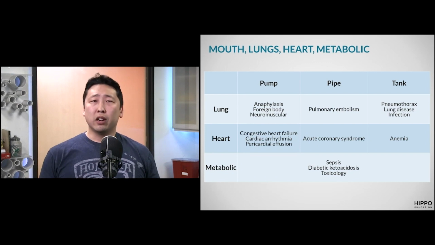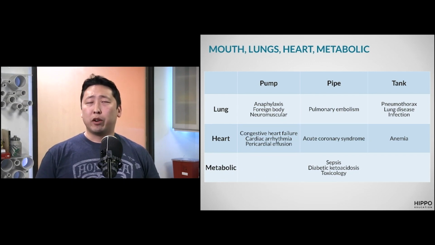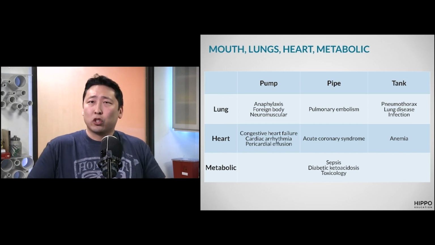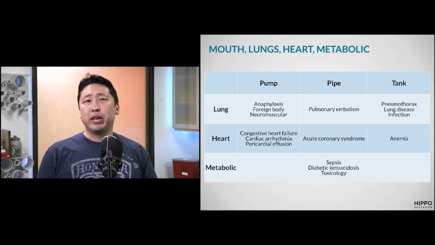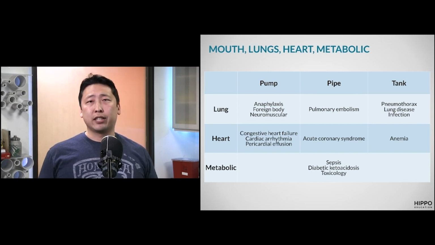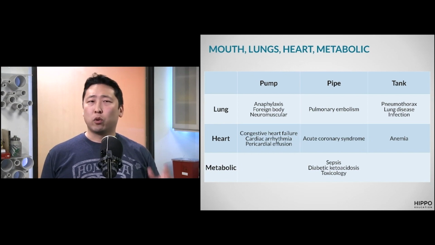From a lung standpoint, the lungs are like the pump, a pair of bellows. Think about their pump function, as opposed to the pipe, the vasculature supplying the lungs, and the tank, the physical structure of the lungs and what might be impeding that. As opposed to the heart: the heart is a pump, the pipe is the vasculature that's supplying the heart, and the tank is the actual material or supply, like red blood cells, that's supplying the heart. And then lastly, metabolic, just a general category, just not to miss.